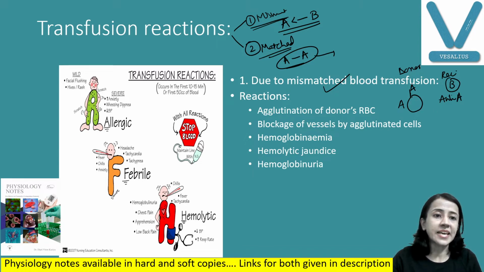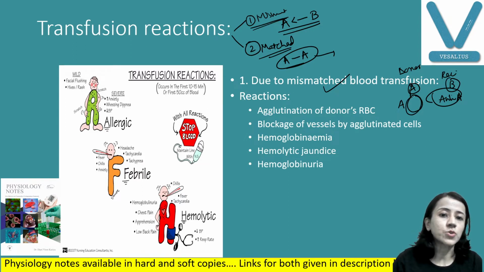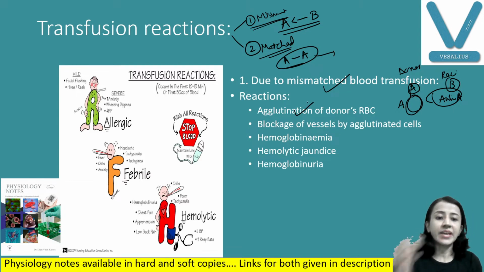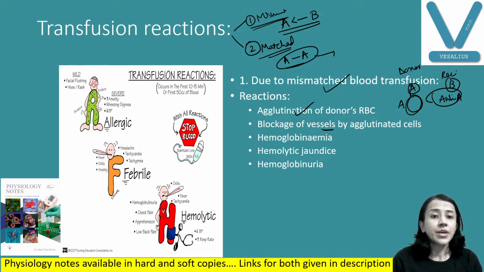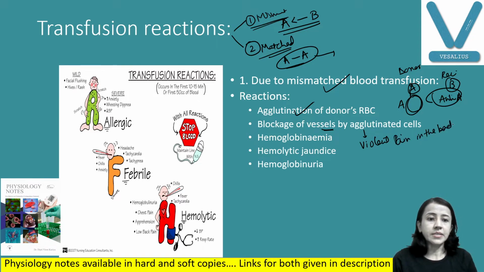So what happens, this A and anti A react on the RBC of the donor, and that results in agglutination of the donor's RBC. And when these agglutinated RBCs block the blood vessel, there is an immediate reaction, that is the person is having violent pain in the back, and the person is having tightness in the chest. So this is the first reaction because of mismatched transfusion.